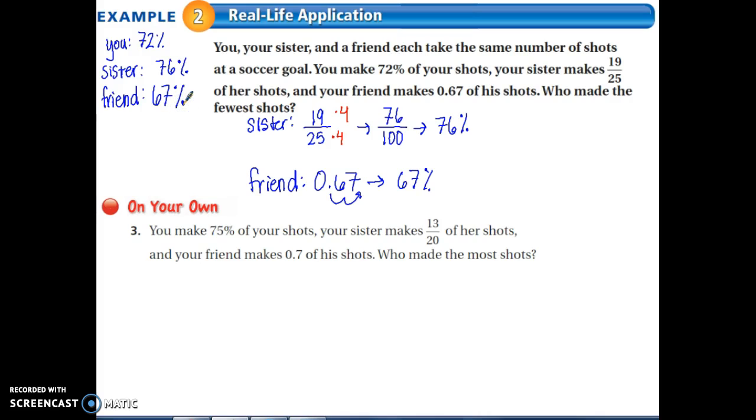Looking at these 3 numbers, you make 72%, your sister makes 76%, your friend makes 67%. We see that your friend is the one that makes the fewest shots on the goal. So our final answer would be your friend makes the fewest shots.